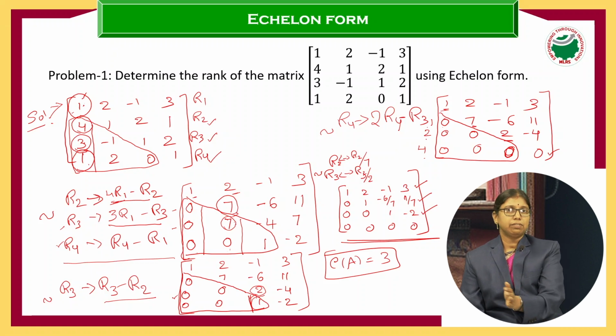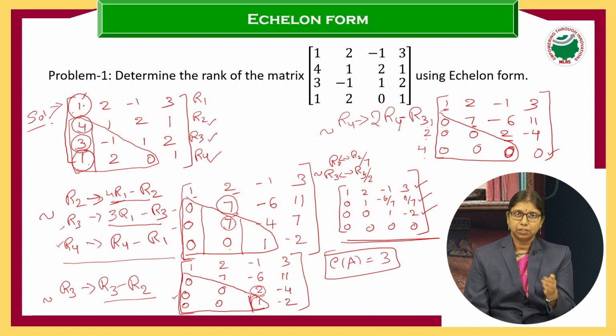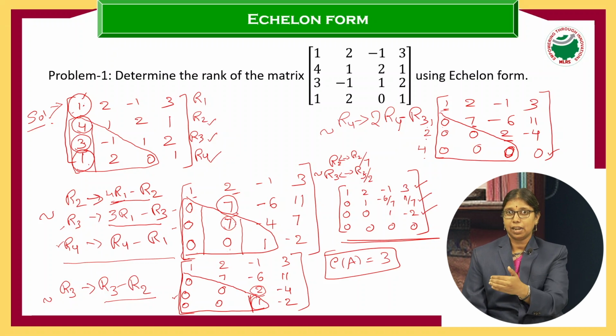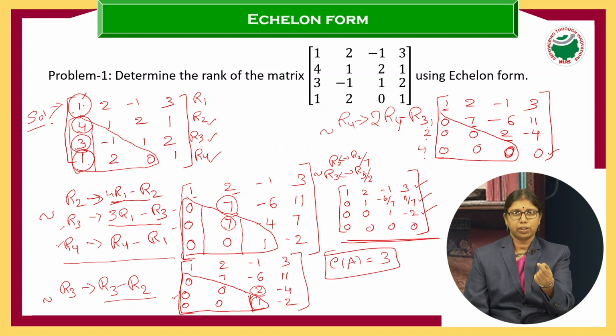So first we converted the matrix to upper triangular form. Then I compared the conditions with that upper triangular form. If I have any first non-zero entry that is not 1, then divide the entire row by that value. Then you will get the echelon form. Now we can take the rank as the number of non-zero rows in the echelon form. Let us see the second problem.